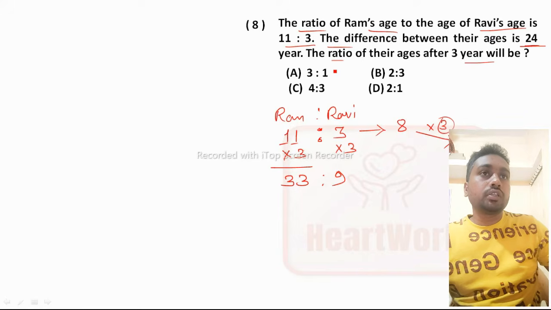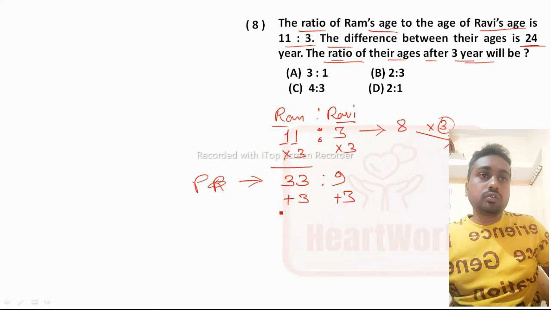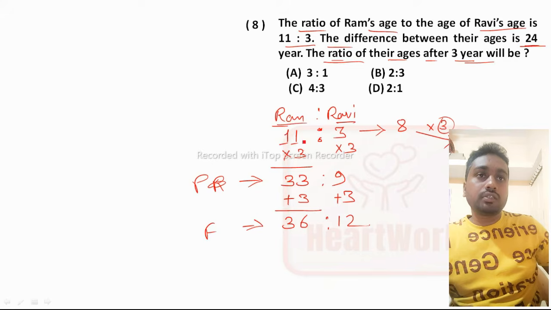Now again, the question asks the ratio of their ages after 3 years. This is the present age of Ram and Ravi. Now we have to move 3 years more, so you have to add 3 years. So it is 36, and this is 12. So after 3 years, the age of Ram is 36 and the age of Ravi is 12. Here the question asks the ratio.